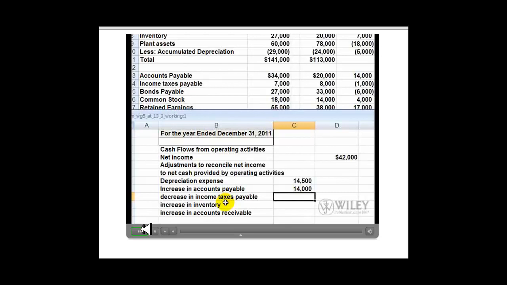A decrease in income taxes payable of $1,000 is a use of cash. So we have minus 1,000. So a decrease in a payable represents a use of cash because it's taking cash to pay down a payable, and that's for any kind of payable.